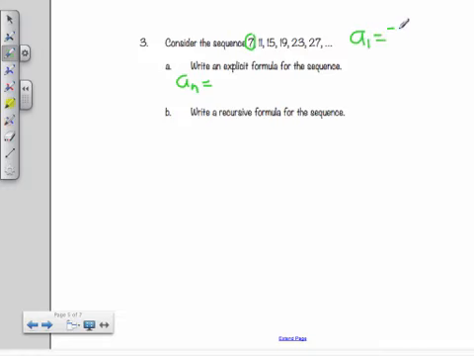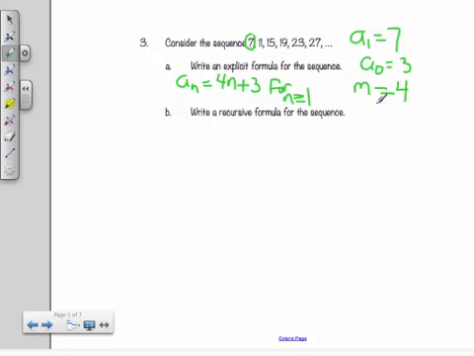And then I have to figure out what the sequence is doing. The sequence is adding 4 each time. So based on that, I can figure out that a sub 0 is going to be 3. And then I also know the slope is 4 because it's adding 4 each time. It's going up by 4 for every one. So that means that my explicit formula is going to be a sub n equals 4n plus 3 for all values of n greater than or equal to 1.